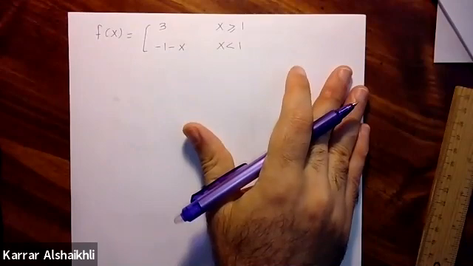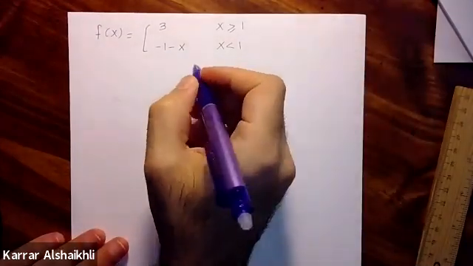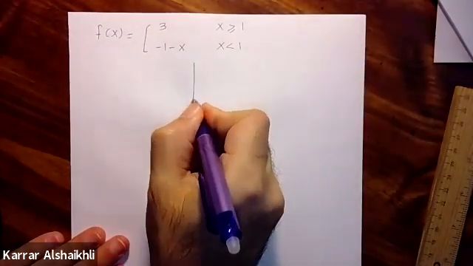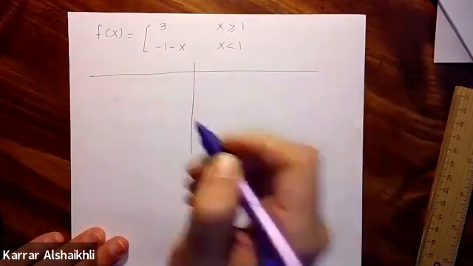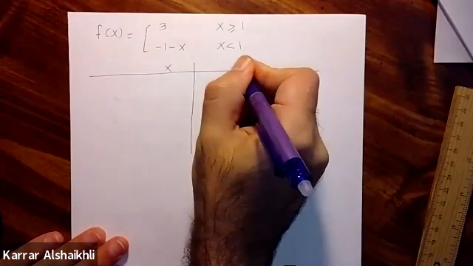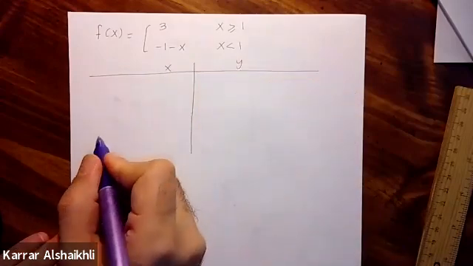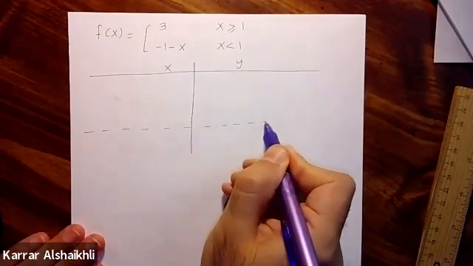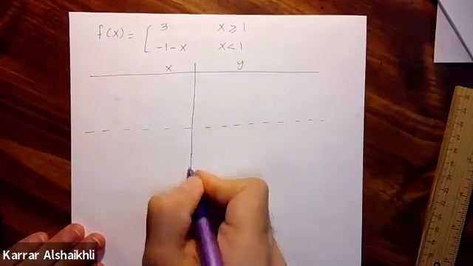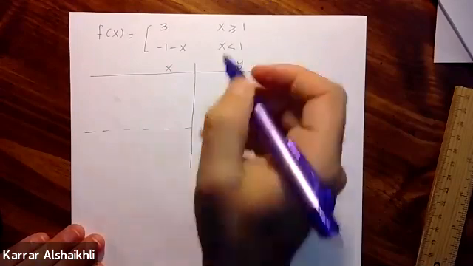So we're going to do exactly the same steps. Create the table. This is the X. I'm going to find the Y. I'm going to put a dashed line here, so I can know this is the first piece and here is the second piece.